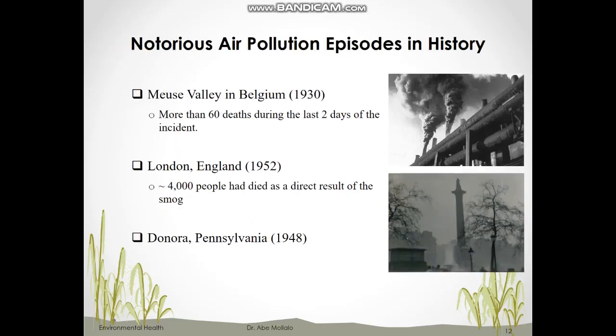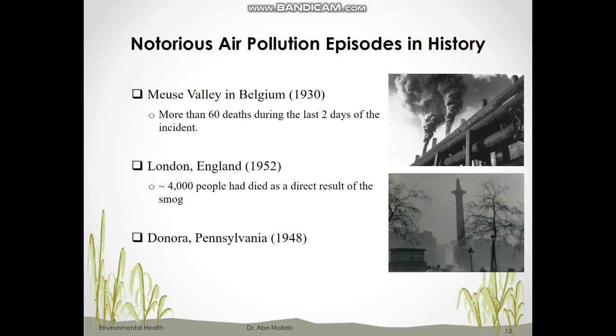Some of the notorious episodes of air pollution in history are in the Meuse Valley in Belgium in the year 1930. In only 2 days, more than 60 people died because of an episode of heavy air pollution. In London, England, in the mid-20th century, almost 4,000 people died because of smog, which is a mixture of pollutants.